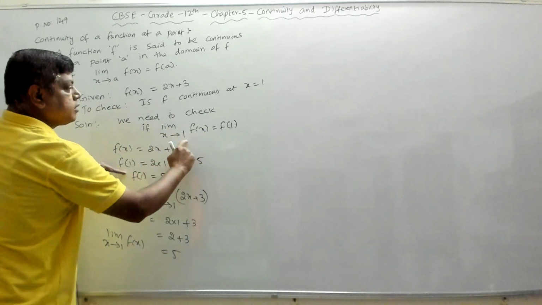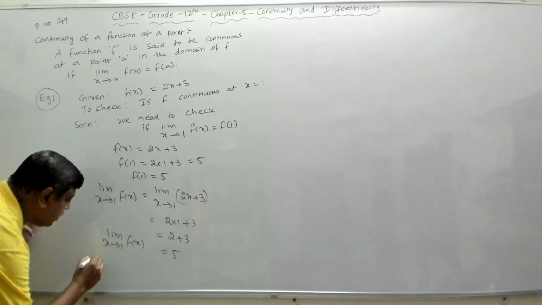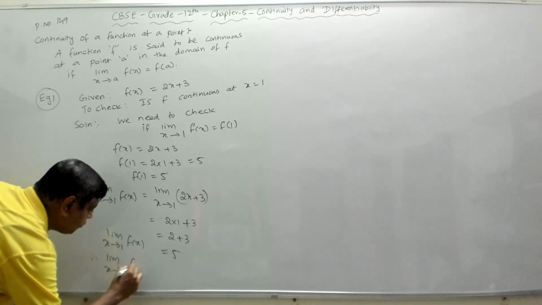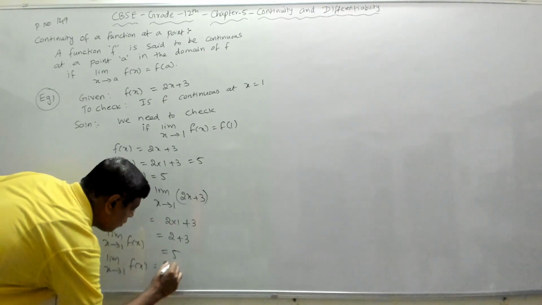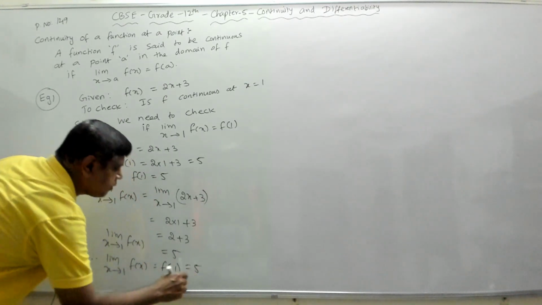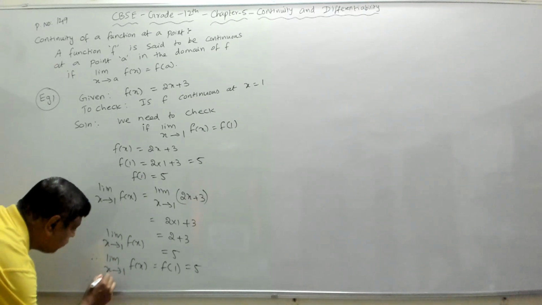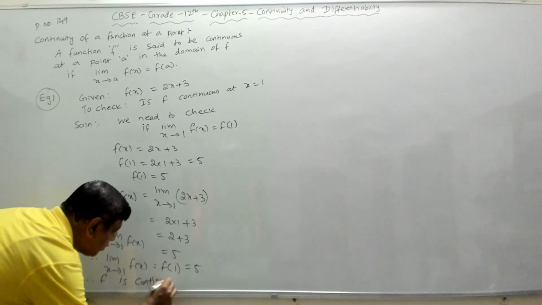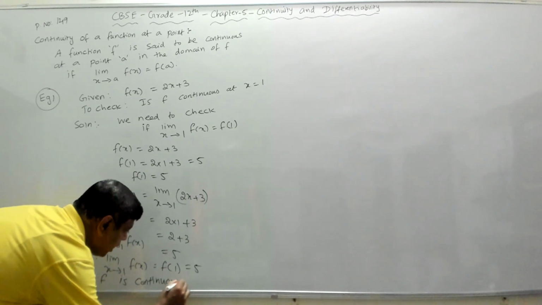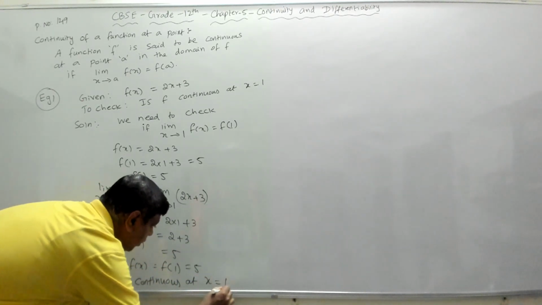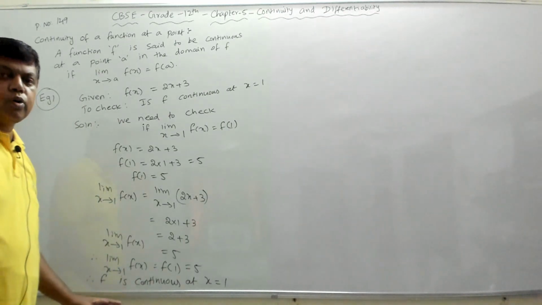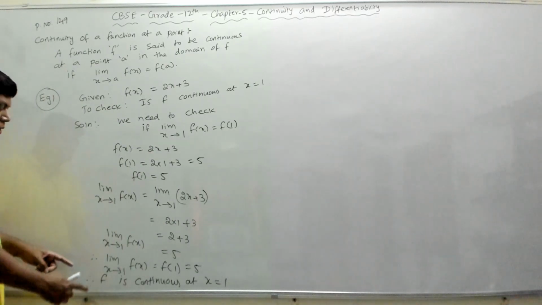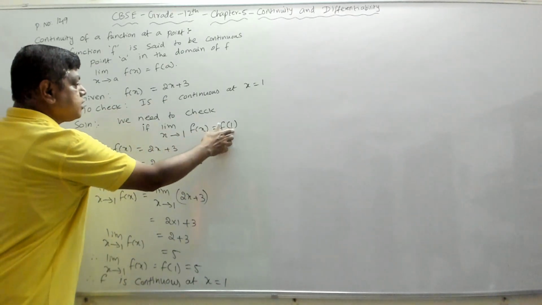So both of them match. Therefore, limit x goes to 1 f of x equal to f of 1. Both are equal to 5. Therefore, f is continuous at x is equal to 1. Therefore, we will conclude that f is continuous at the point x is equal to 1, because limit x goes to 1 f of x is equal to f of 1.